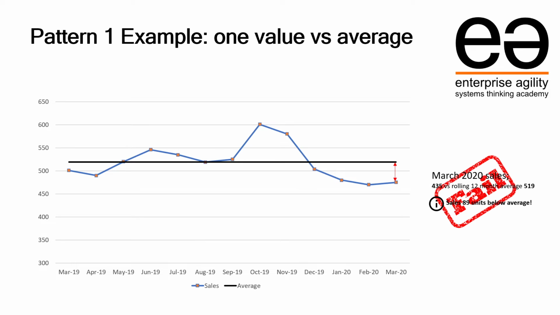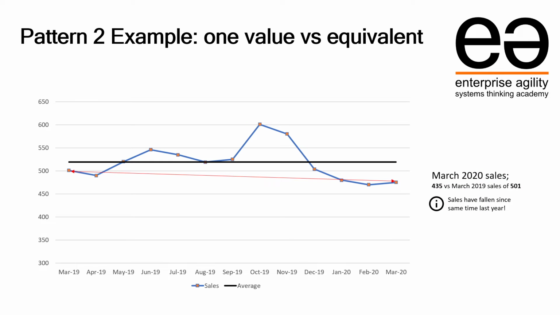Usage pattern number 2, comparing one value against an equivalent value. Often it's one value versus its preceding value. This is otherwise known as the binary data comparison. Binary data in this context not meaning strings of 1s and 0s that you'd find in a computer, but simply meaning a comparison between 2 equivalent numbers.